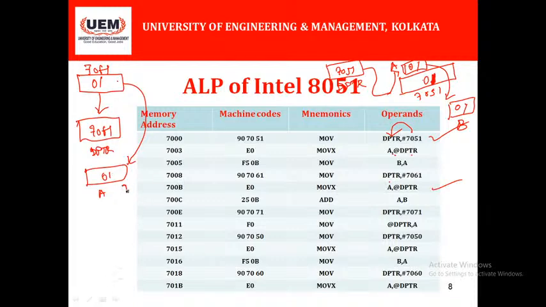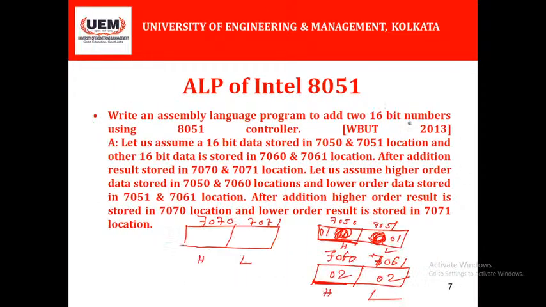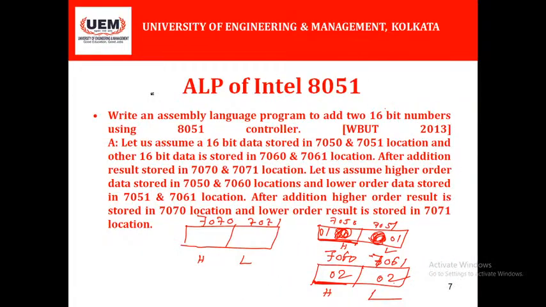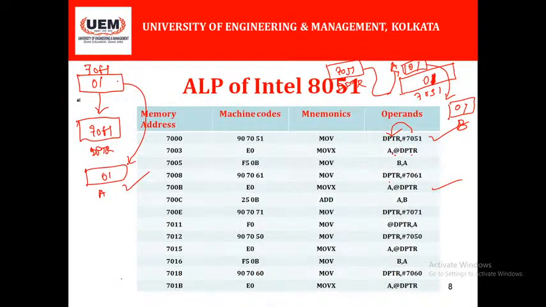What is the value at 7061? Very sorry, the value at 7061 is 02. We are transmitting it to A. So now A becomes 02 and B becomes 01.